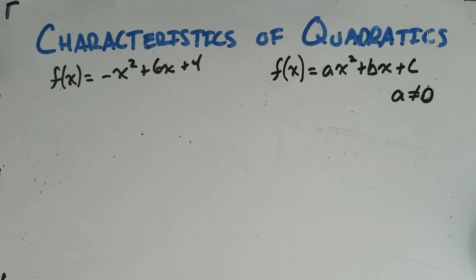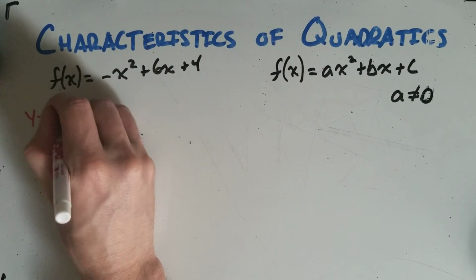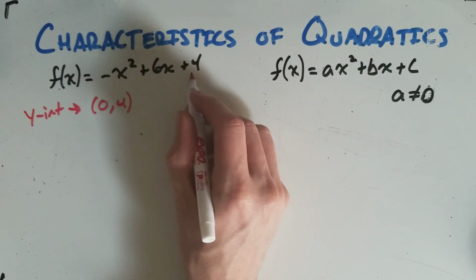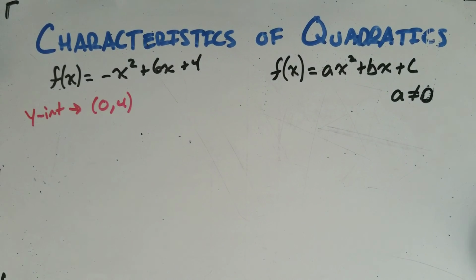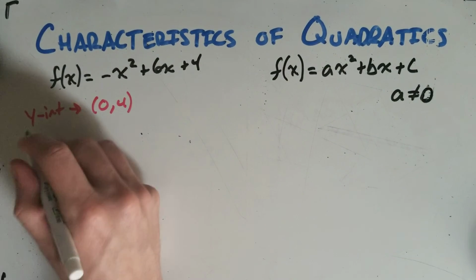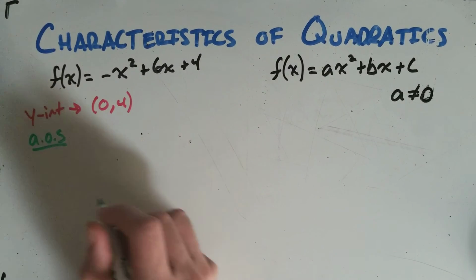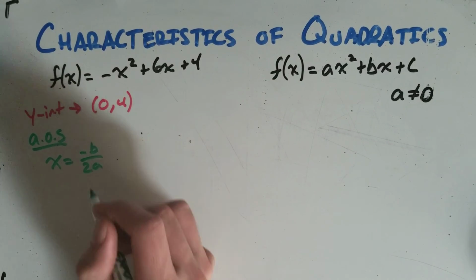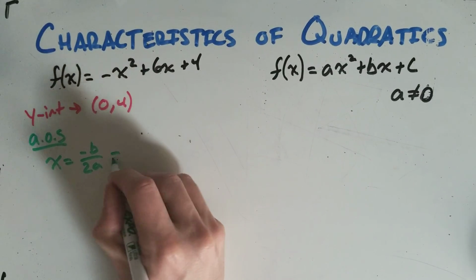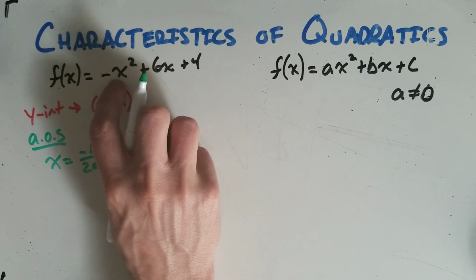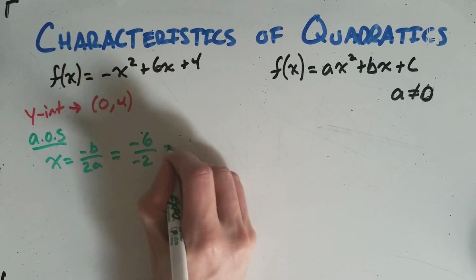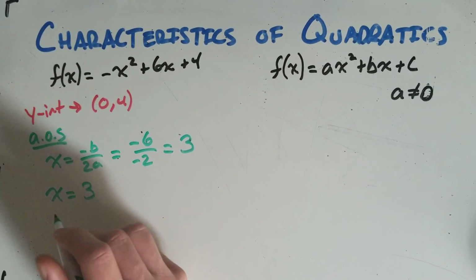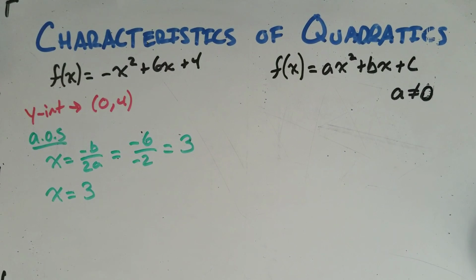So let's start with that y-intercept. Nice and easy to pull out when we're in standard form like this. The y-intercept is (0, 4), right there at the end. That's your plus c. So just like that, y-intercept is done. We can find the axis of symmetry. We're going to stick with this little formula right here, negative b over 2a. So the opposite of b is negative 6. 2a, a is negative 1, so over negative 2. So our axis of symmetry should be a positive 3. And just like that, we have the axis of symmetry.